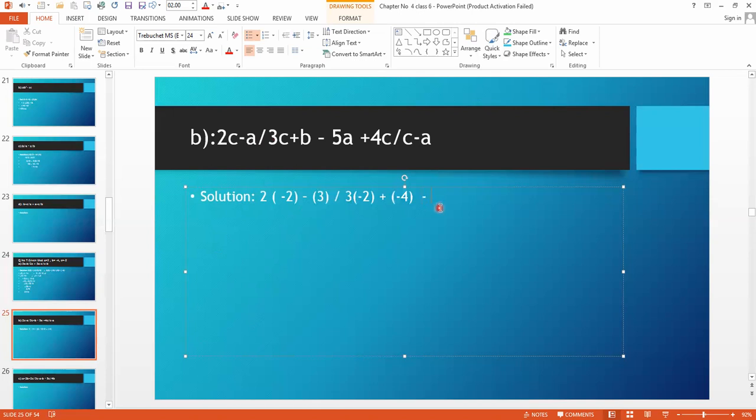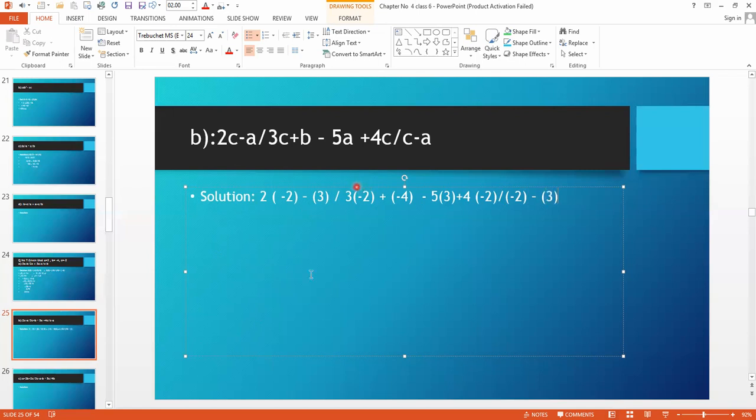Next. It has 5A, so I have to put 5 within a bracket. I have to put the value of A, that is 3, plus 3. I have to put it here. Next one is a plus sign here, then 4, and the value of C is equal to minus 2. I have to put it here, and it is divisible by C. Put the value here in a bracket, the value of C is equal to minus 2. Minus 2, and in the center a minus sign is given, and within a bracket I have to put the value of A, that is plus 3.